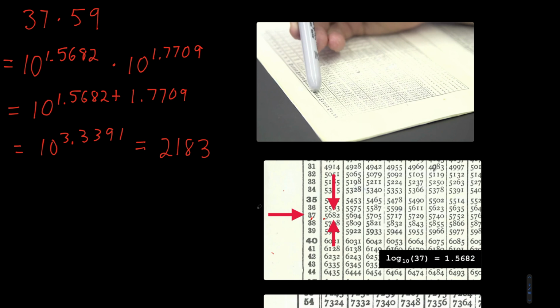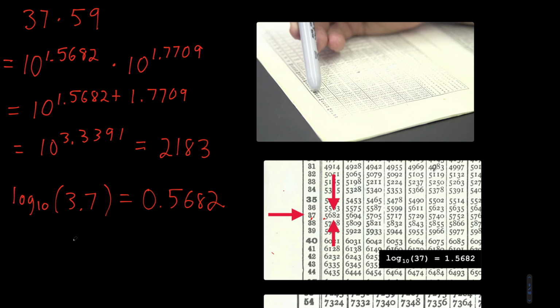And so how do we use these log tables? So this says 37 and 5682, but it's actually 3.7 and 0.5682. So this is really saying that log base 10 of 3.7 is equal to 0.5682. That's not what we need. We need log base 10 of 37. So how do we get that? We multiply 3.7 by 10, and we need to add this magnitude of 10 to this. So this would just be 1.5682.